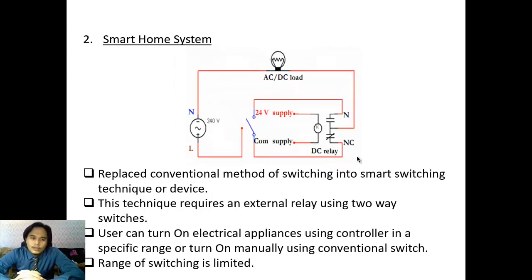So the second one I found is the smart home system. The smart home system replaces the conventional method of switching with a smart switching technique. This technique requires an external relay using two-way switches. As you can see, this is an example of the wiring. So the user can turn on the electrical appliance using a controller in a specific range, or turn it on manually using the conventional switch. The range of switching is limited.